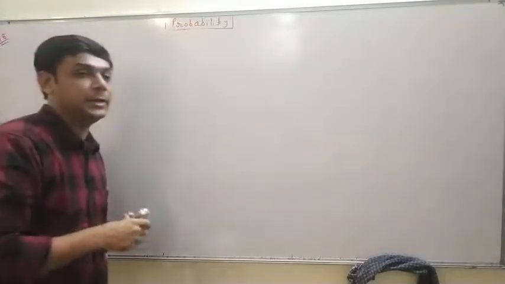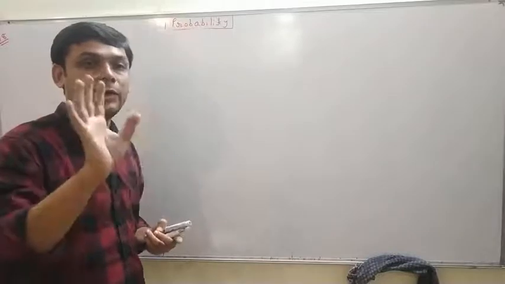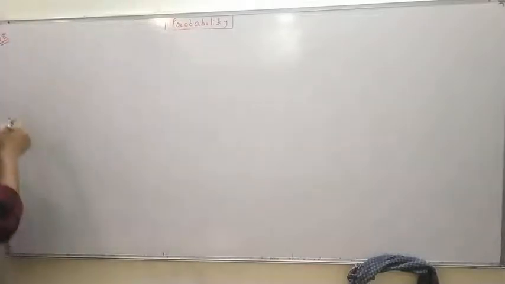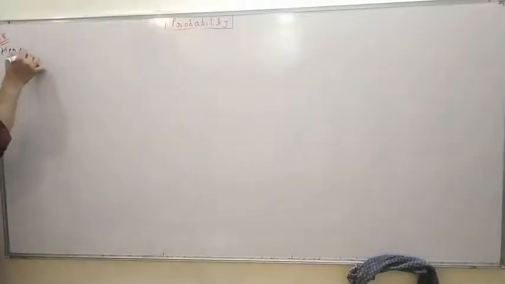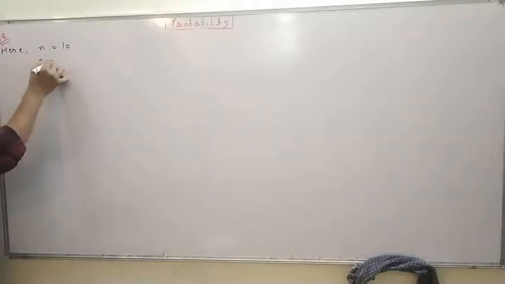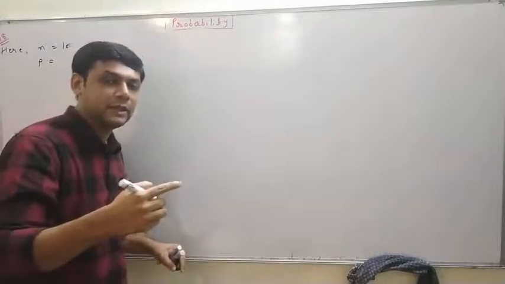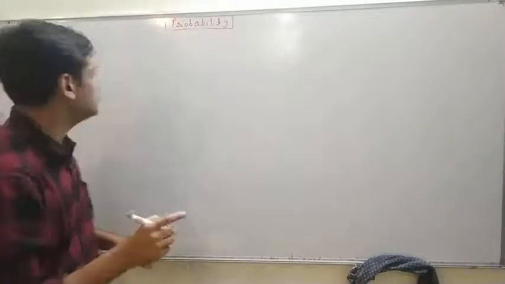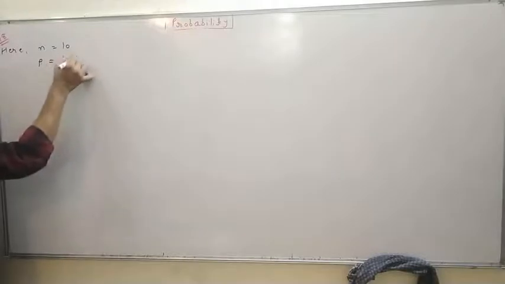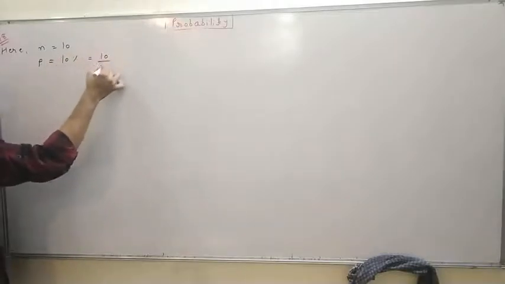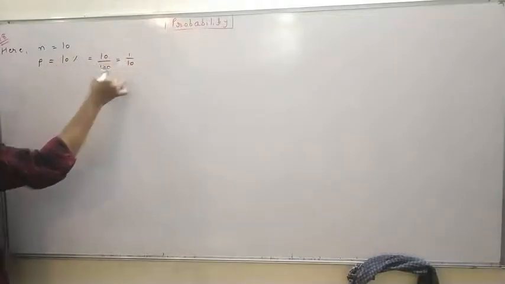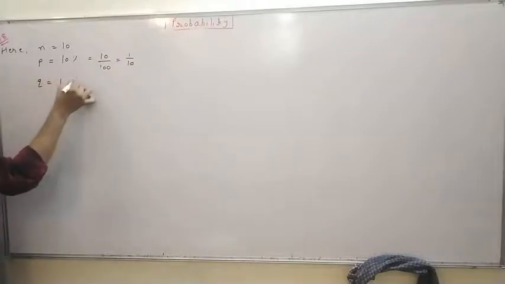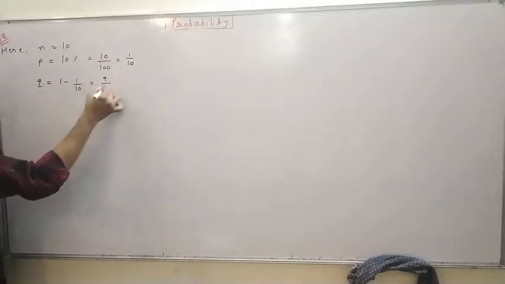A sample of 10 items means we have to do trials on only 10 items. So n is equals to 10. Now, if I select any one item from there, then what is the probability that it is defective? Its chances are 10%. So P is 10 percent, 10 percent means 10 by 100, so that is 1 by 10. P is 1 by 10. So Q is 1 minus 1 by 10, so that is 9 by 10.